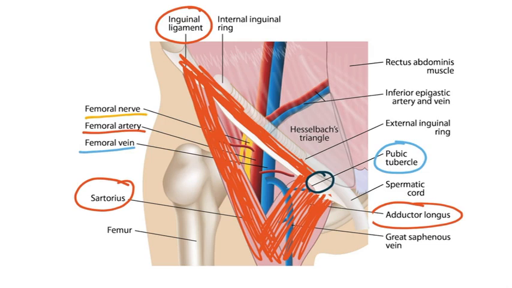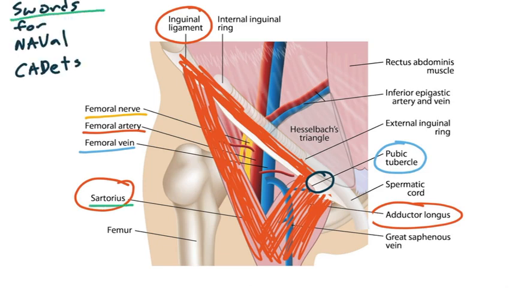And keeping all of this straight is really important. So again, swords for naval cadets. So swords for sartorius, which is the most lateral, then the femoral nerve, artery, and vein, which we've demonstrated. And that brings us to the most medial portion, which is the adductor longus. Swords for naval cadets. Now let's do some questions to apply what you've learned.